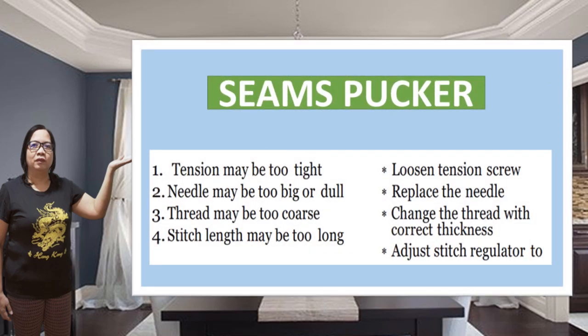Seams pucker. Number 1. Tension may be too tight. Loosen tension screw. Number 2. Needle may be too big or dull. Replace the needle. Number 3. Thread may be too coarse. Change the thread with correct thickness. And number 4. Stitch length may be too long. Adjust stitch regulator.